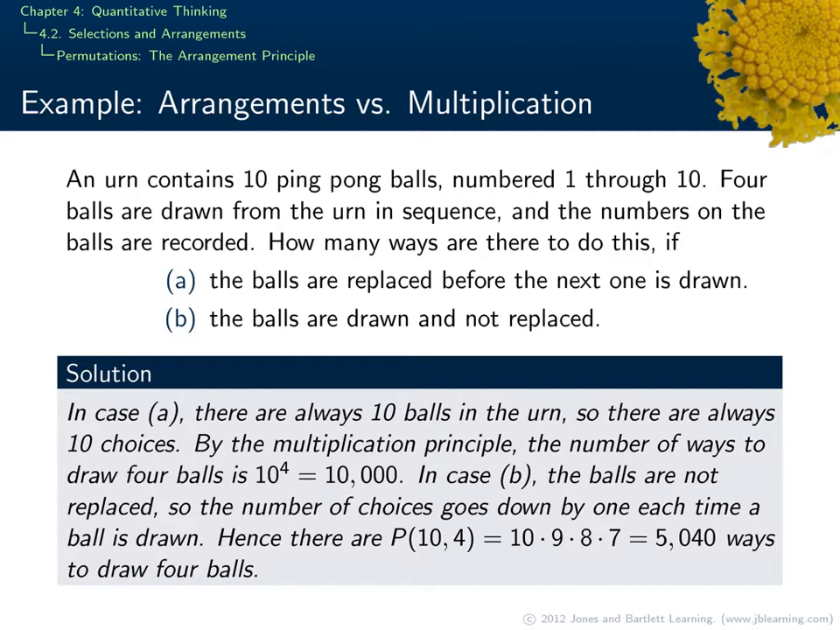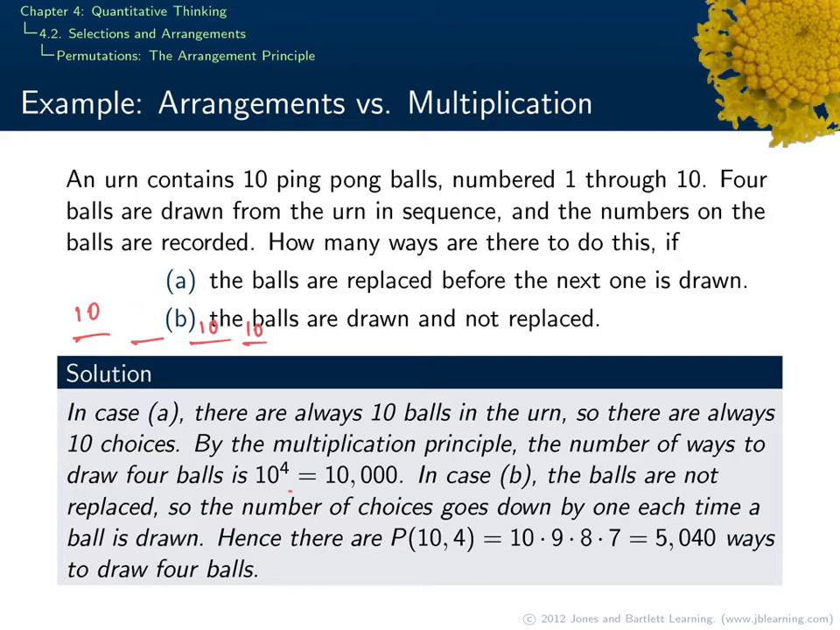So in case A, there's always 10 balls in the urn, so there are always 10 choices. This is just the multiplication principle that we had in the previous video. If we have our 4 that we're drawing in sequence, we're going to have 10 choices here, and then whatever ball we've drawn there, we throw it back in the urn, so there's still 10 there when we choose for the second. And again, we throw the ball back in the urn, so there will be 10 choices when we draw for the third and for the fourth. So the multiplication principle says there are 10 to the fourth, or 10,000 ways to do this.